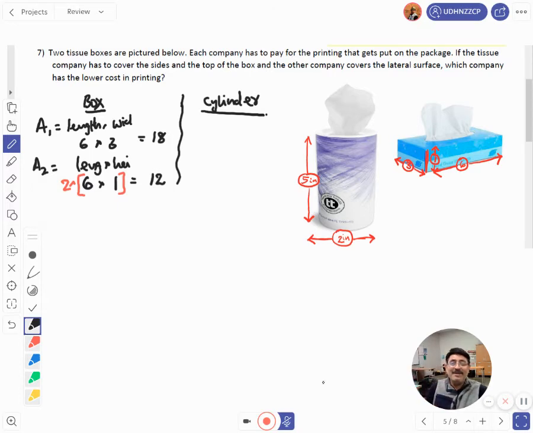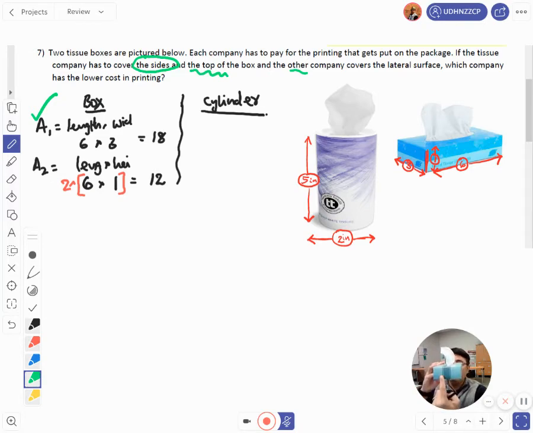sides. I repeat, read the question. The company has to cover the top. Yes, I computed that. And next, if the tissue company has to cover the sides, sides means all the 4 sides. But this part and this part are computed, and this part is missing, right? So how will you compute this one? If this is the box, this is the length, and this is the width.